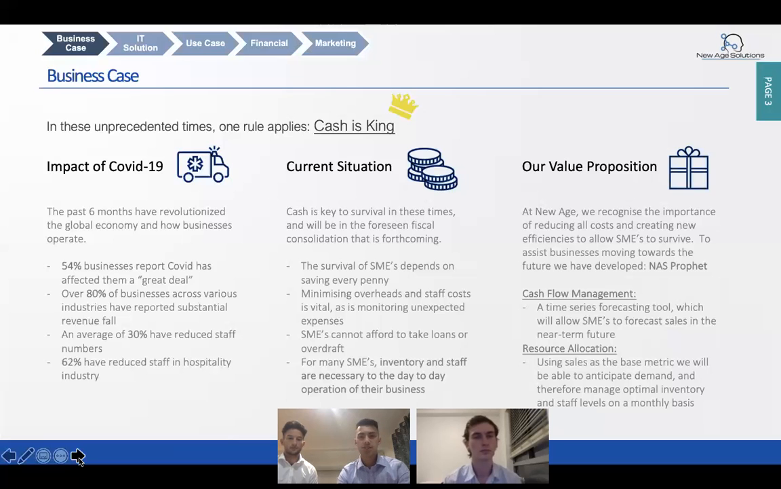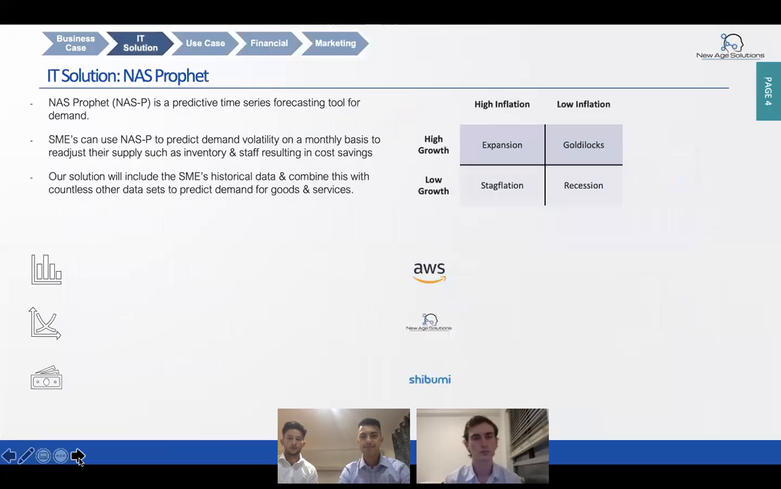And for most SMEs, inventory and staff represent an inelastic demand, as they are the key to survival and their day-to-day operation. That is where we come in with our value proposition, the NAS profit. Essentially, our tool is a time series forecasting tool that allows SMEs to predict and forecast their cash flows and demand. And by this, we're able to derive for them the required staff numbers and inventory costs to have their business running at the optimal level possible. So to really dive into the IT solution, Alexander will take us into that.